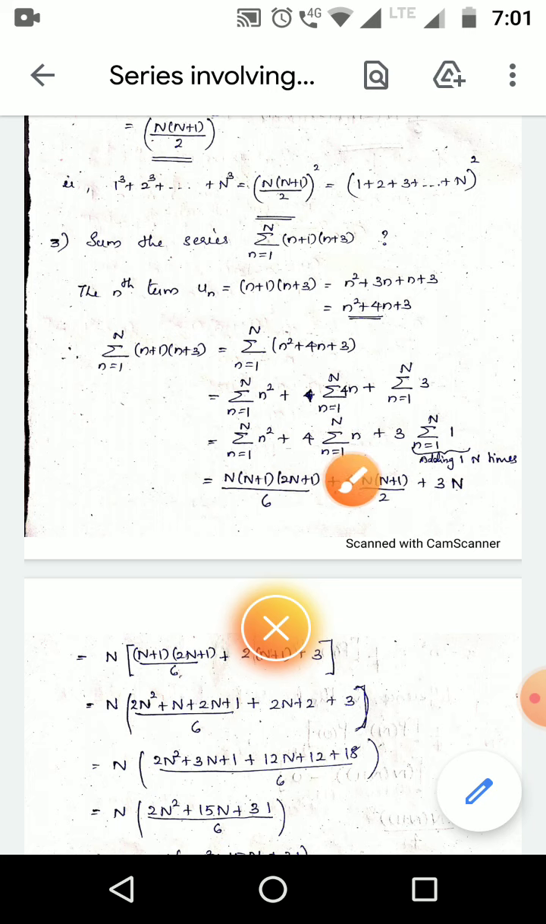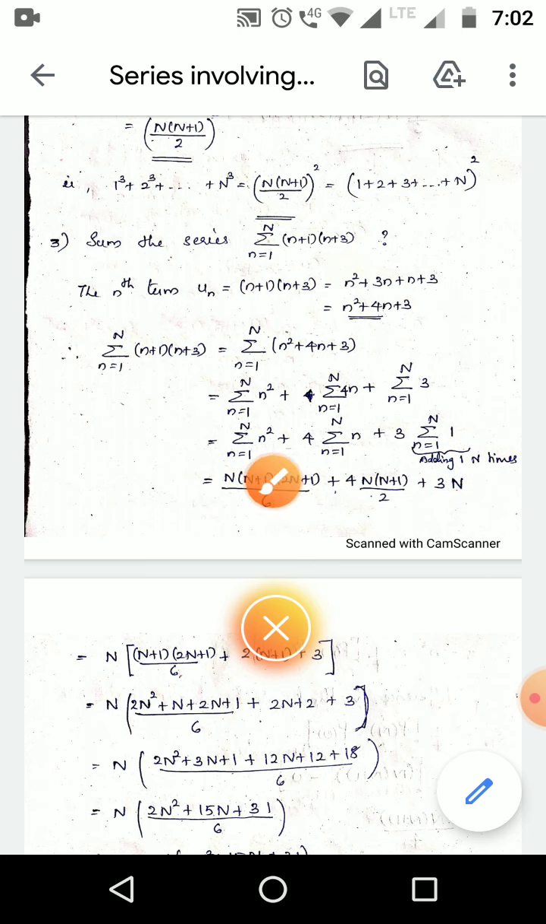So this is 4 into n into (n plus 1) by 2, plus 3 into sigma n equal to 1 to N of 1. Here we have to sum the constant 1. The summation is equal to adding this 1 n times, as the summation varies from 1 to n. Each time we are adding this 1, so that is adding 1 n times, which is equal to n itself. If we add 1 two times, that is 2. If we add 1 five times, that is 5. So if we add 1 n times, that is equal to n. So plus 3 into n.